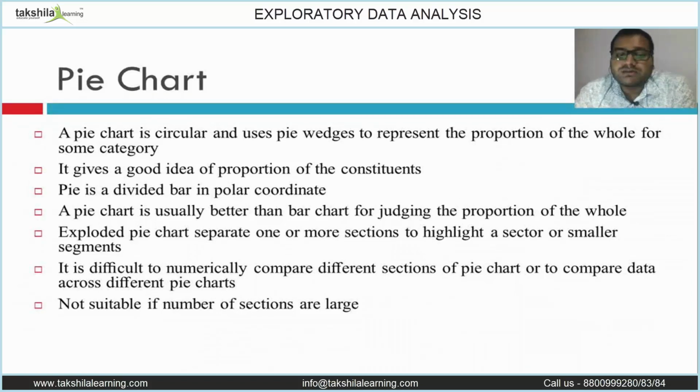It is not suitable if the number of sections is large. Definitely, if we have 4, 5, or 6 categories in the data, it is good. But if we have more than 6, 7, or 8, then definitely don't choose the pie chart to see the proportion of the data.